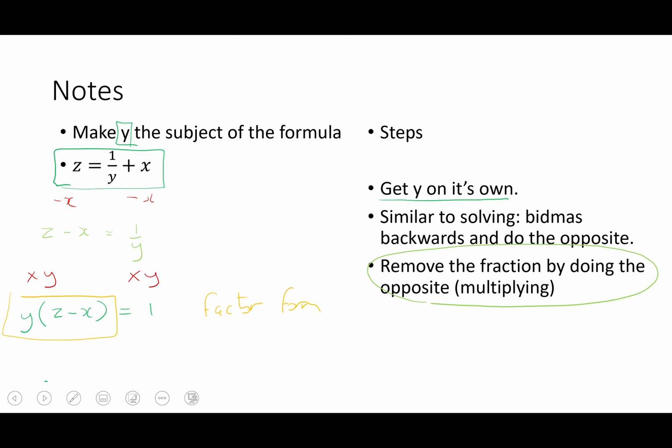Think about it, guys. If we want y on its own, we must divide by z minus x. We do that on both sides. And that gives us y on its own. So finally we can write down y equals 1 divided by, so I'll write this as a fraction, z minus x. Done. Stop.